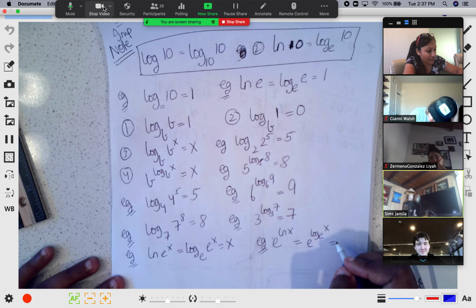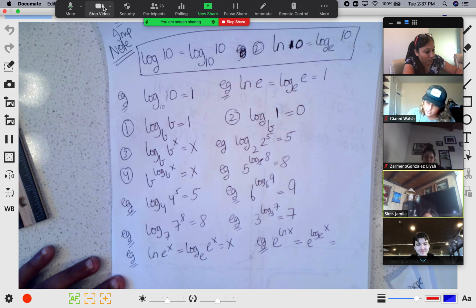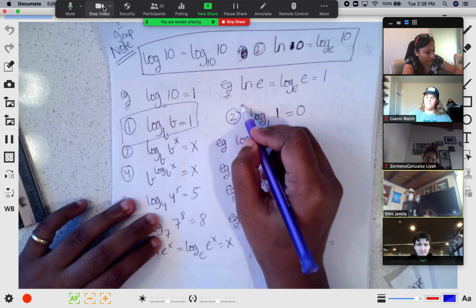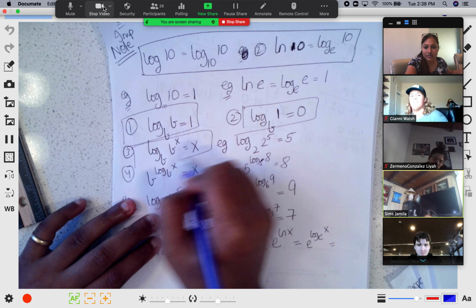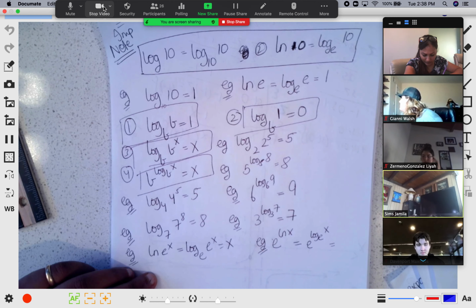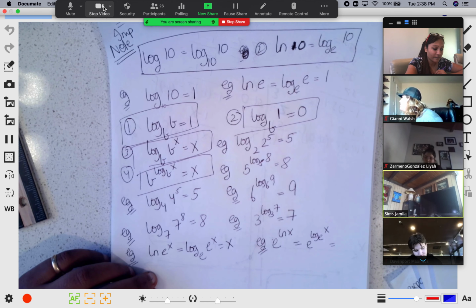These are the 4 properties I've written here. See here, 1 here, 2 here, 3 here, and 4 here. What does it look like? Oh, is it x? Yeah, it's just x. Okay.